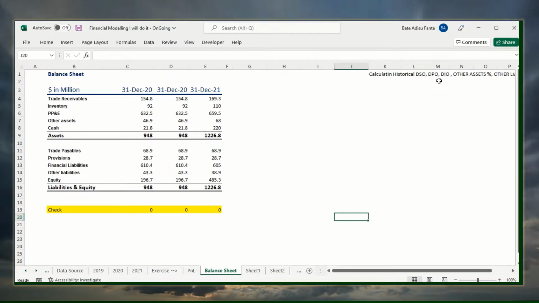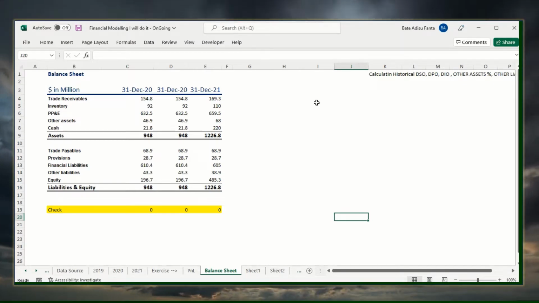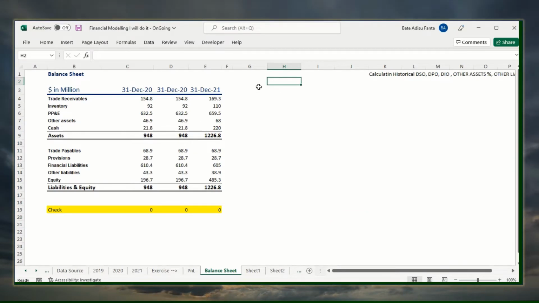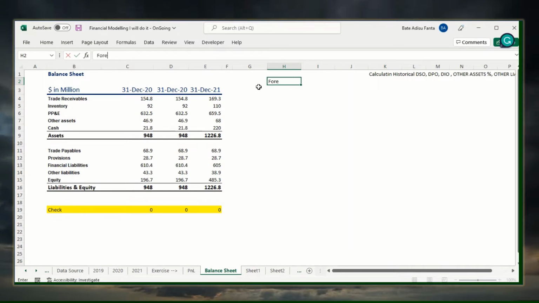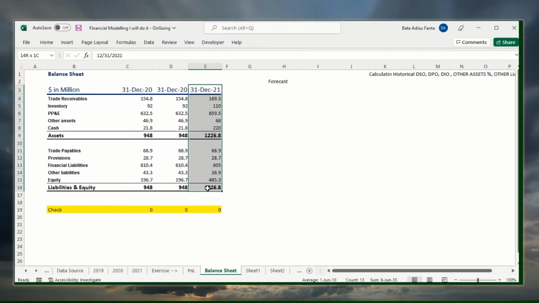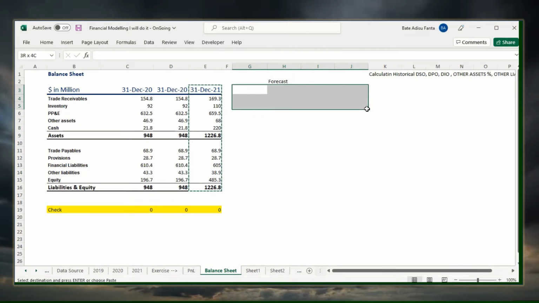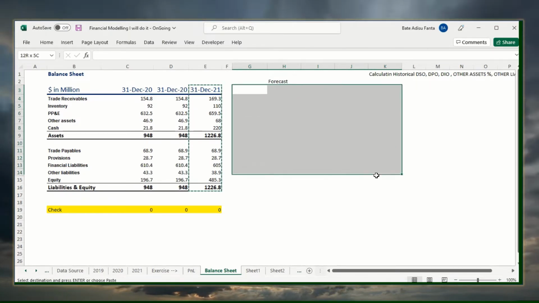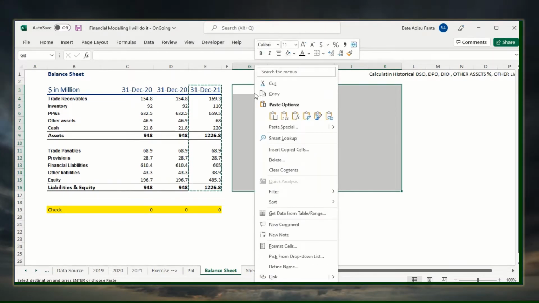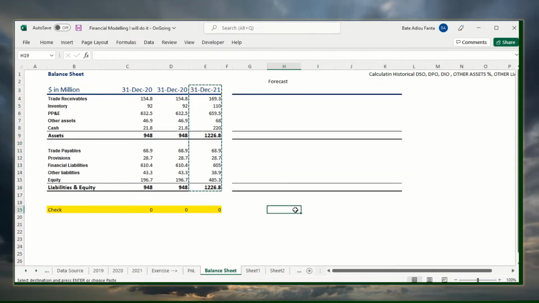Before coming to see these items briefly, let's set a forecast period for balance sheet. I will start typing here forecast, and then I will copy paste this format to my future forecast here. It will be for 5 years. So I copy paste this format to all the years to be projected. I copy paste only format in this case. Here we go. Looks good.